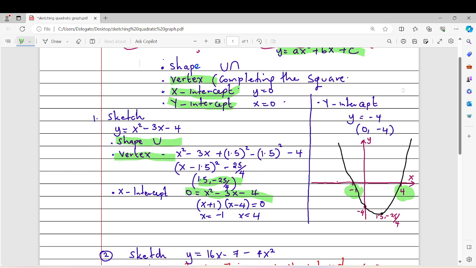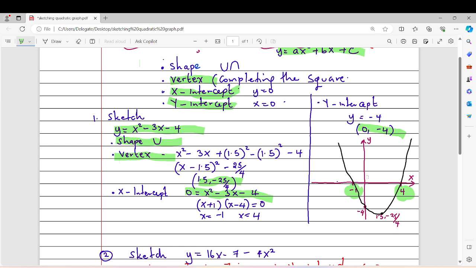Then next, we need to know our y-intercept. In our equation, y equals x squared minus 3x minus 4, when you make x equal to 0, you end up having y as -4, meaning it will be crossing at coordinate (0, -4).